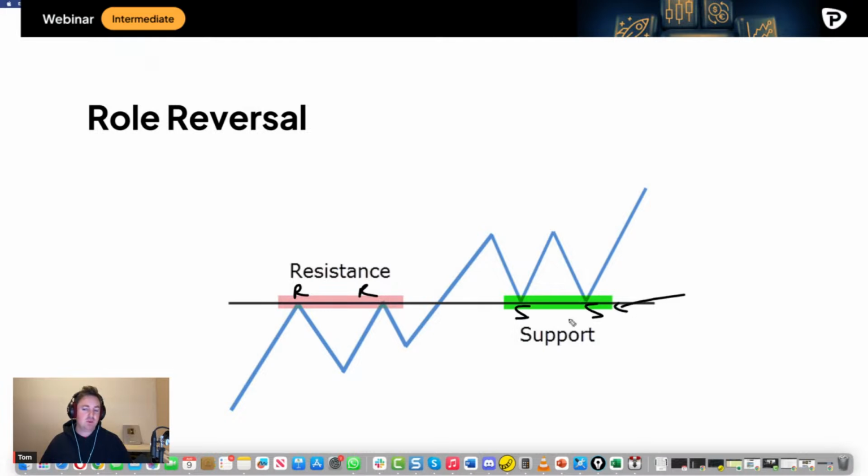This is, of course, role reversal where resistances become support. And although that's a swing-based strategy, what in essence we're looking for a lot of the time is the break of the resistance. And often to begin a momentum-based strategy, this type of concept will actually begin it.